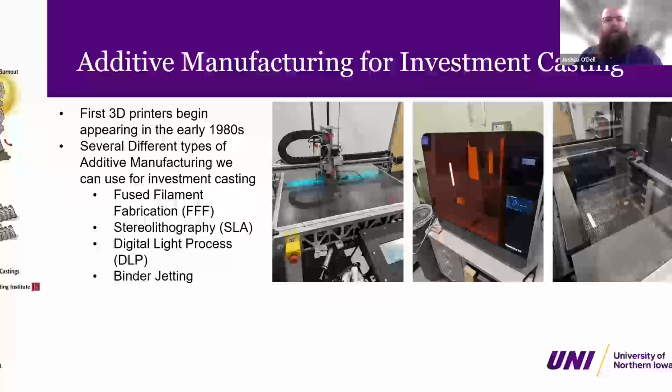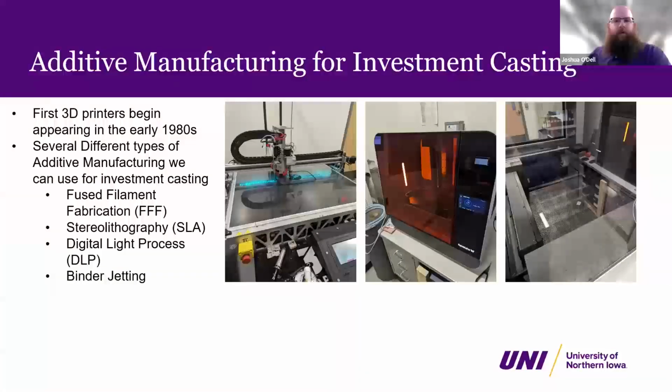Let's talk about the actual additive manufacturing bit now. So the first 3D printers began appearing in the early 80s. There was some work done before, even as early as the 1950s, on some different model deposition or metal sintering, things like that. But we didn't really start getting these 3D printers until the early 1980s. The first ones were similar to the SLA and DLP printers that we're using currently.